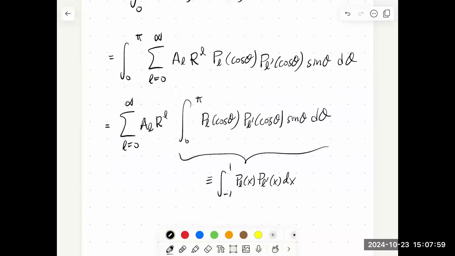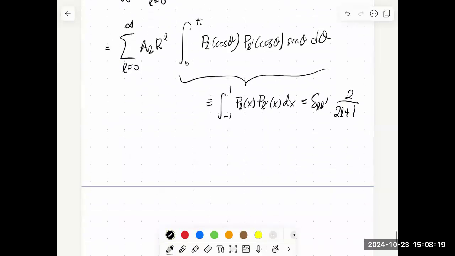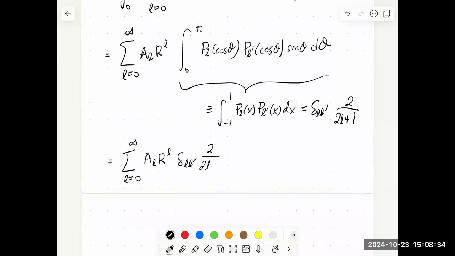And we know that that's equal to delta L L prime. It's 2 over 2L plus 1. Okay. The Kronecker delta is like the delta function for sums. And it's a beautiful thing because it's a killer of sums. Just like the delta function kills integrals, the Kronecker delta removes sums for us. 2 over 2L plus 1.